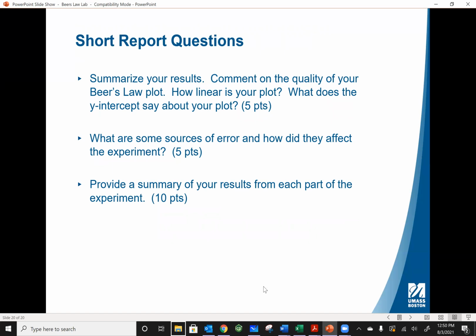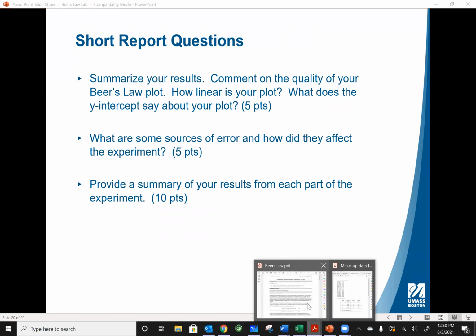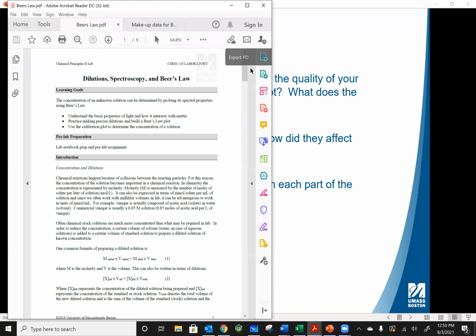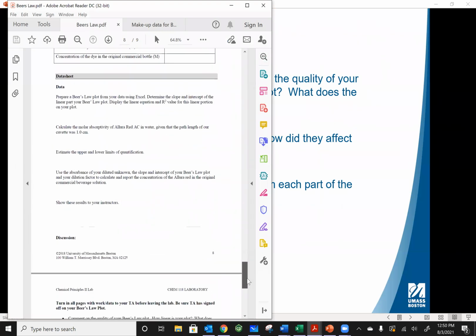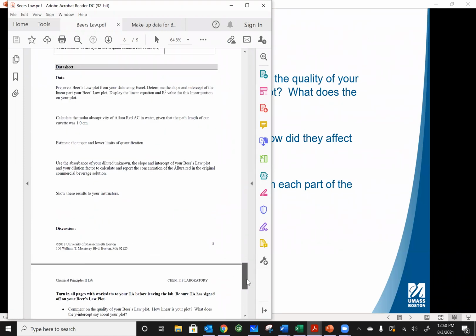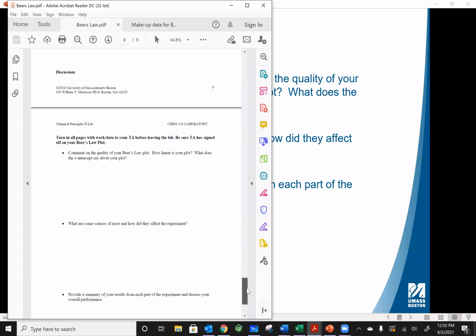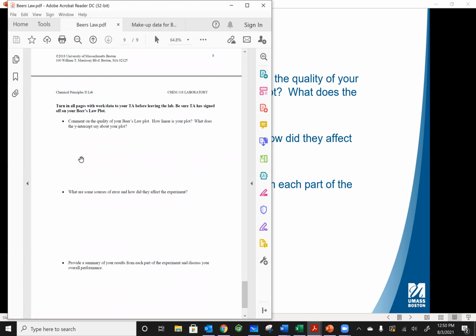So there are questions at the end. I believe these are also in your... Okay, so if you can see on the screen, you need to do everything that the data sheet says, and then there's this little discussion section. So you have to answer these questions and hand those in as well.